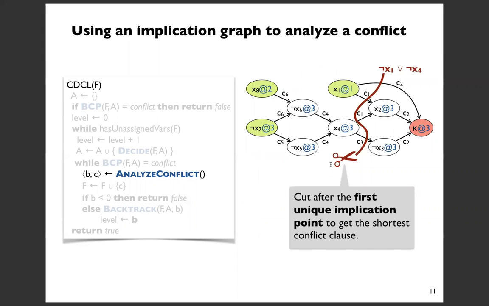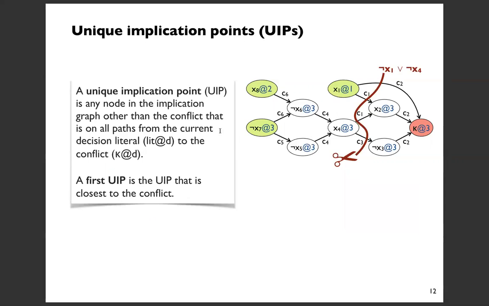And you will see that one of the criteria for choosing not X1 or not X4 over the other things is that it contains something called a unique implication point. A unique implication point is any node in the implication graph, other than the conflict, that is on all paths from the current decision literal to the conflict. So here, for example, X4 is one such node.